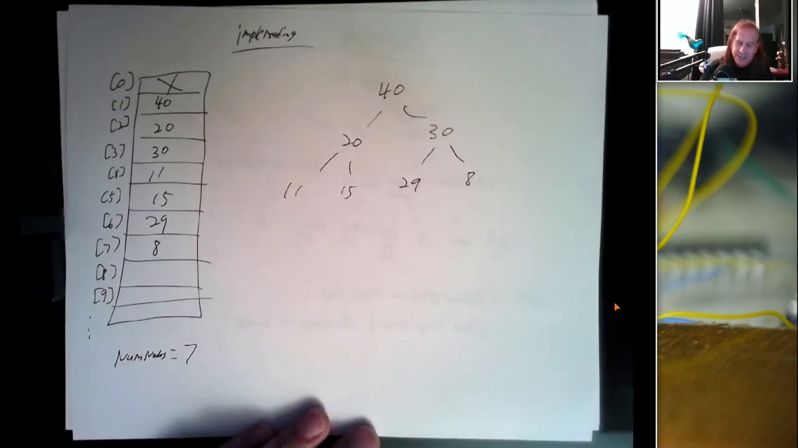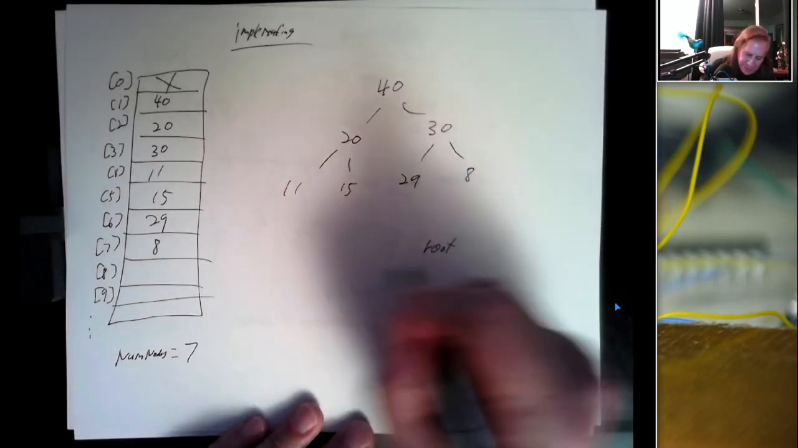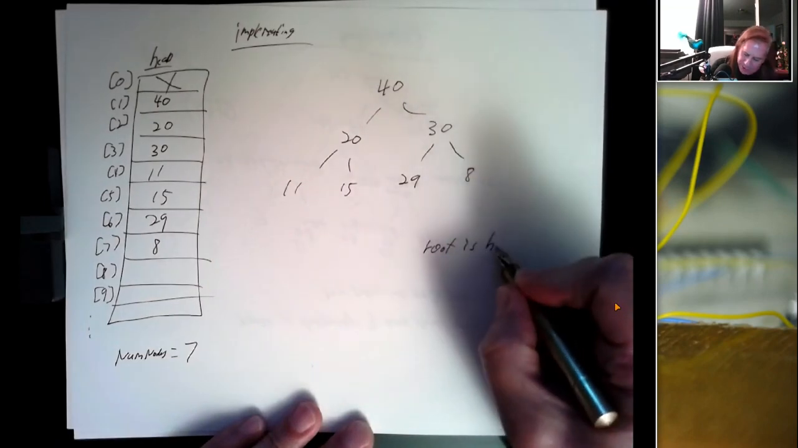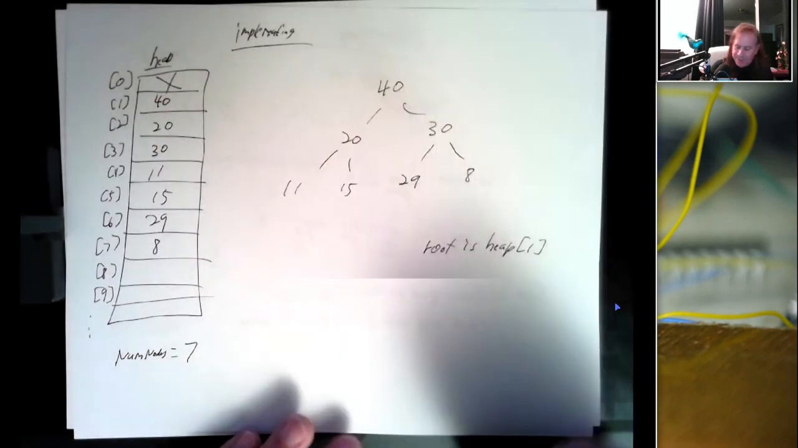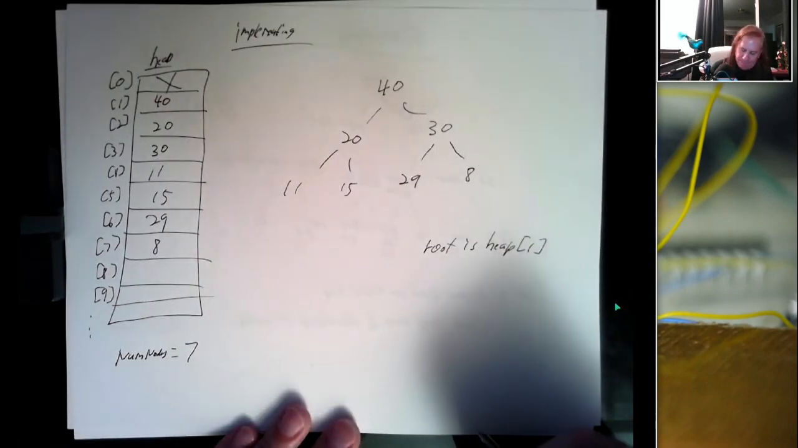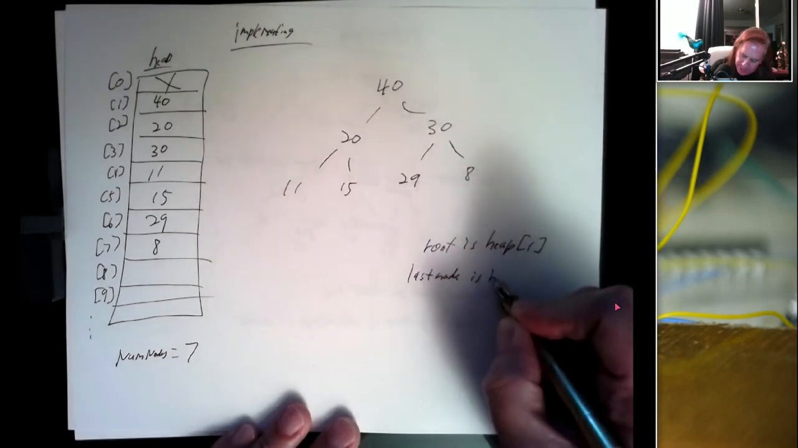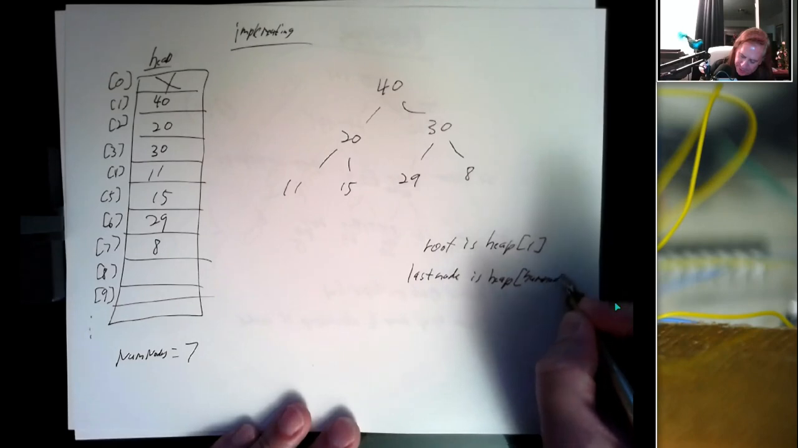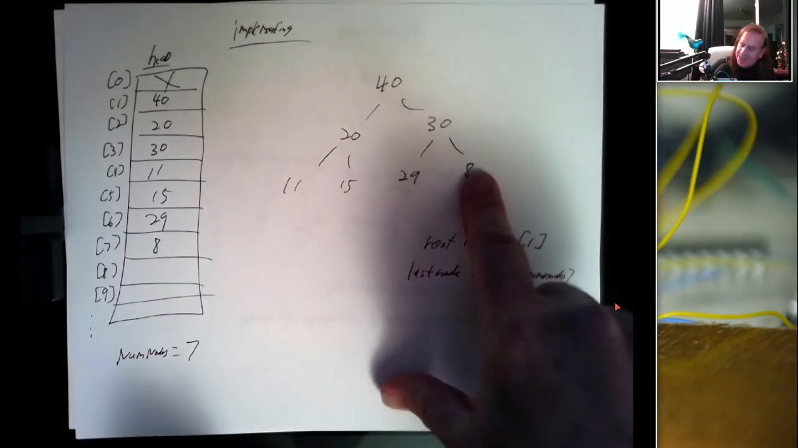Okay, so we can do the things that we need to do with heaps very easily with this type of data structure. Where's the root? So let me call this array heap. Root is heap index element 1. That's the 40. Last node is heap[num nodes]. Num nodes is 7. heap[7], that's the last element in the heap.